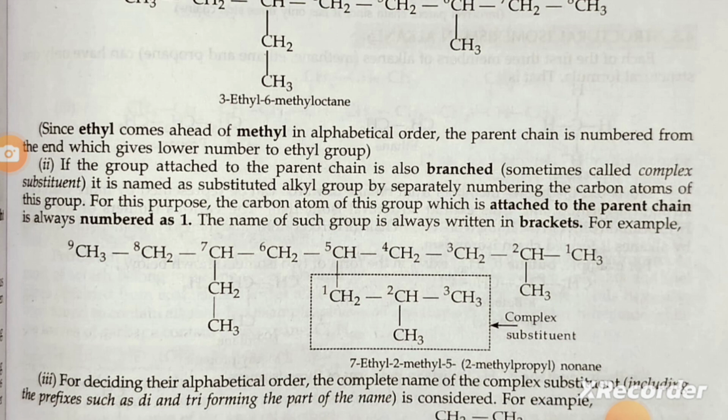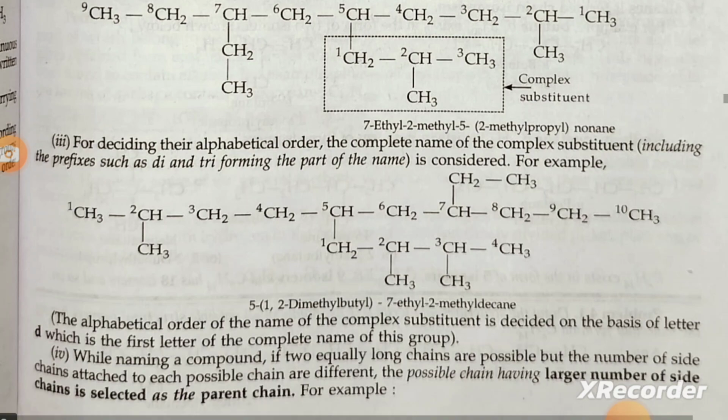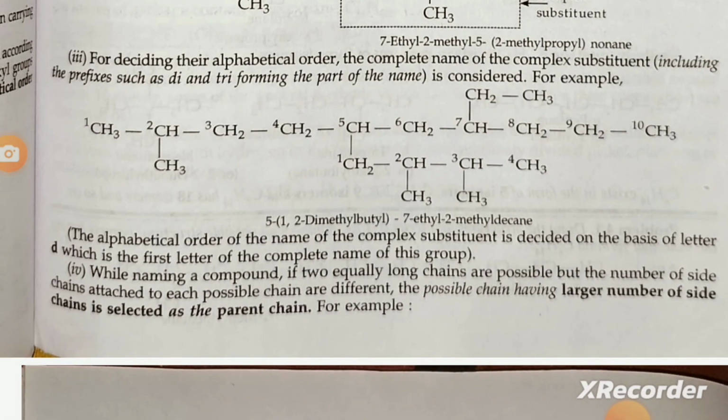Third, for deciding their alphabetical order, the complete name of the complex substituent, including the prefix such as di, tri, forming part of the name, is considered. For example, 5-(1,2-dimethylbutyl)-7-ethyl-2-methyldecane. The alphabetical order of the name of the complex substituent is decided on the basis of the letter d, which is the first letter of the complete name of this group.